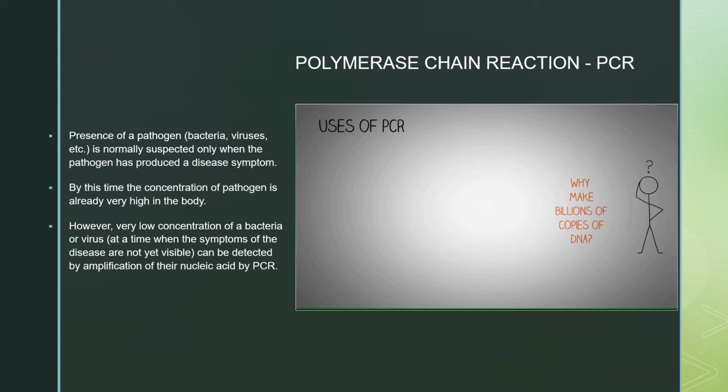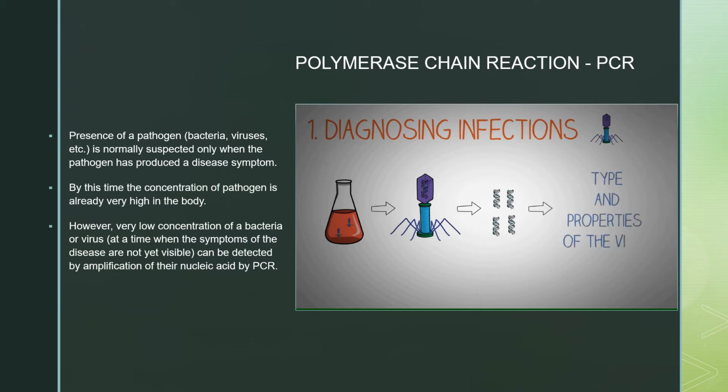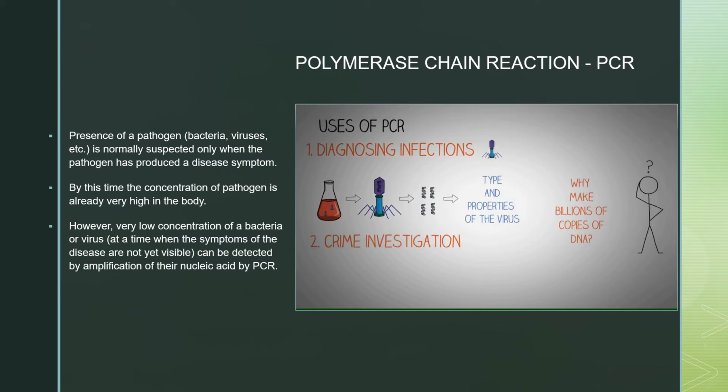PCR has thousands of uses, like in diagnosing infections and infectious diseases. For example, it is used to diagnose infections by viruses. We take blood of a patient that has been infected by the virus, and then we amplify the DNA of the virus so that we are able to study which type of virus it is and its properties. Similarly, PCR is being used in hundreds of other fields like crime investigations, genetic research, molecular biology, etc.